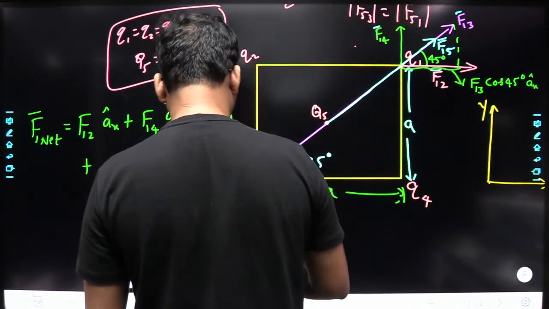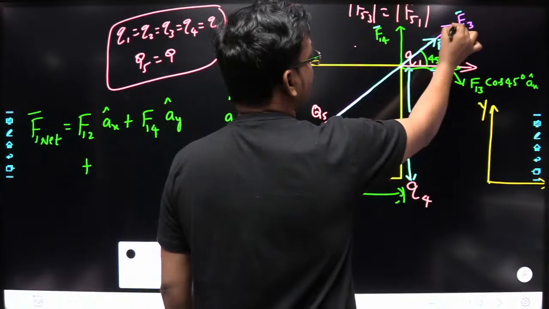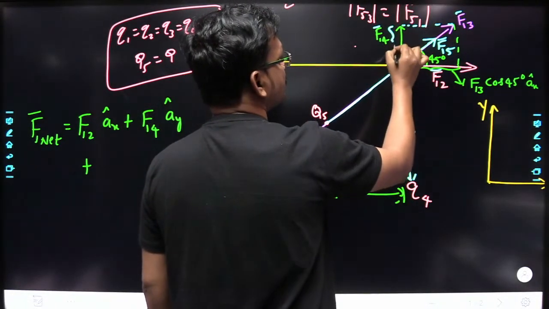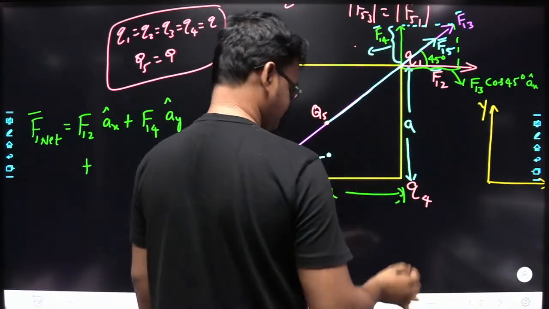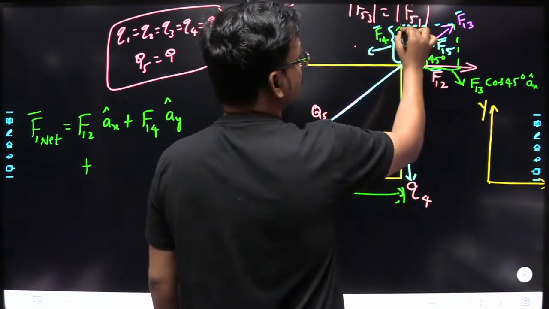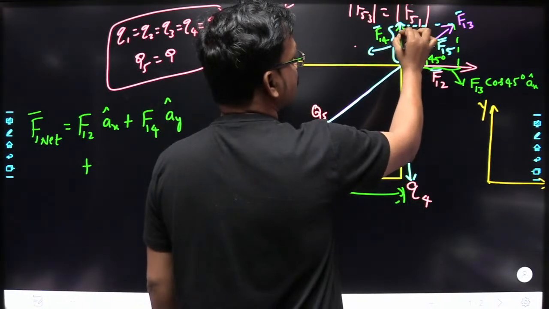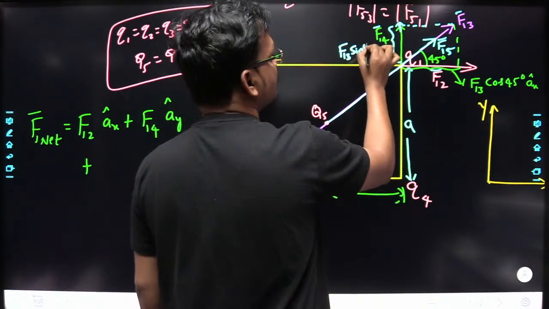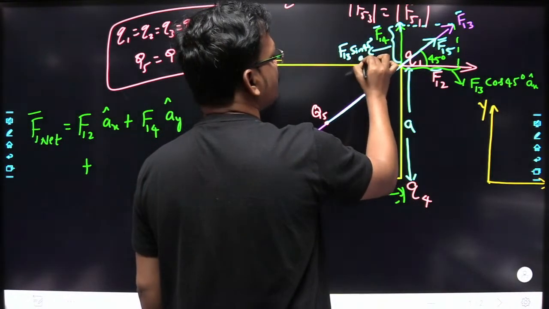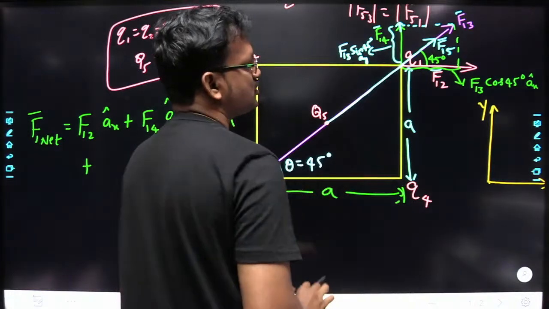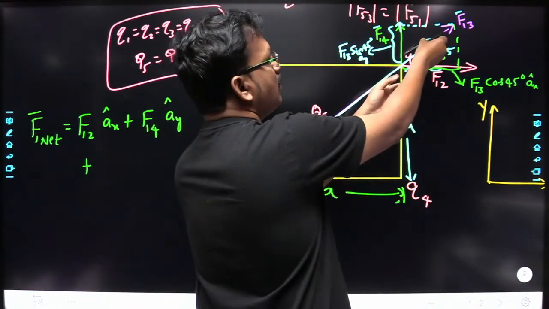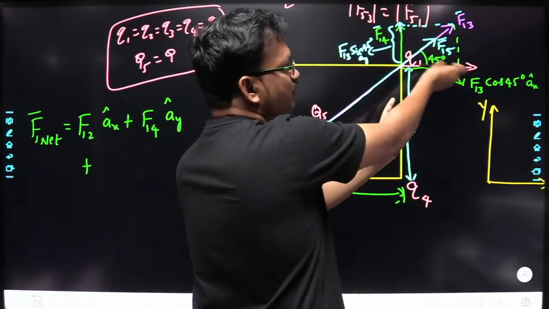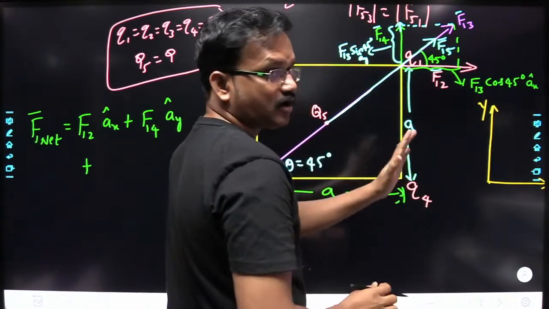Now similarly, if you drop a normal from F13 onto y direction, the distance from here to here is nothing but what? So you can consider like this here. So this will become F13 sin 45. It is pointing in ay cap direction. Understood? So this F13 is having a component along y direction, that is F13 sin 45. It is having a component along x direction, that is F13 cos 45.